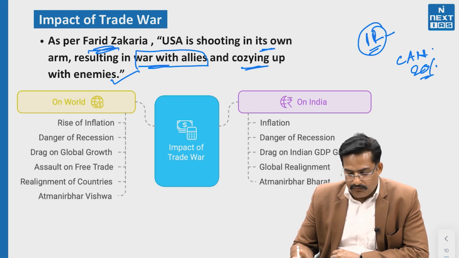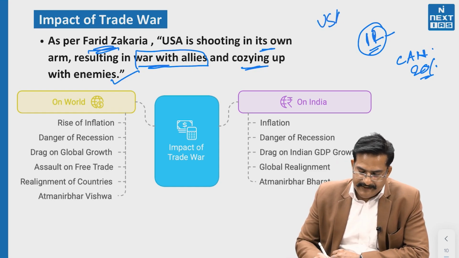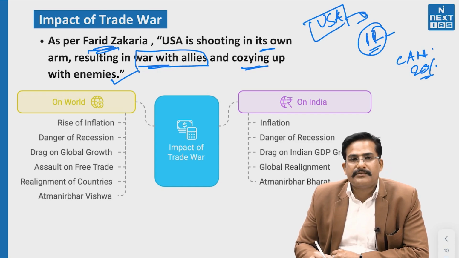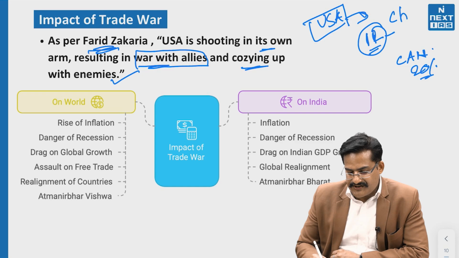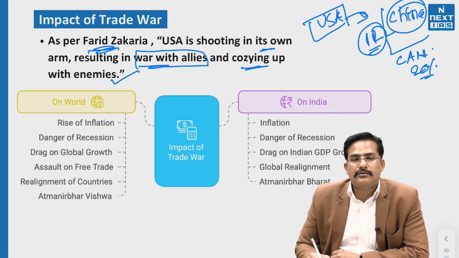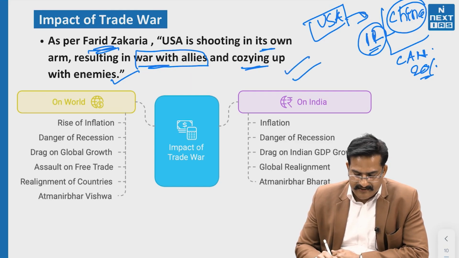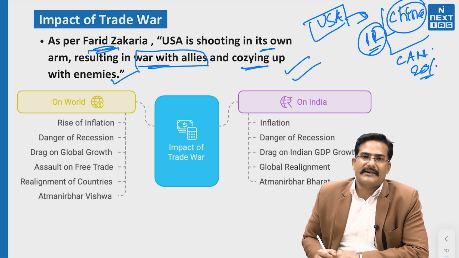Ultimately what will happen? The USA is a declining superpower, and such a policy can actually increase the decline of the US superpower. Ultimately it will make China the next superpower, because China will be eyeing to cater to such disruption, right? That's why Fareed Zakaria says that it will be harmful for the US as well.